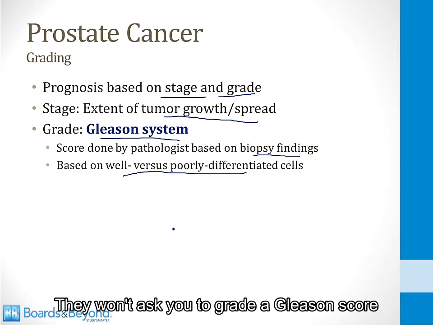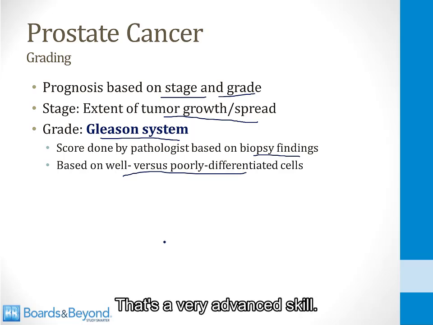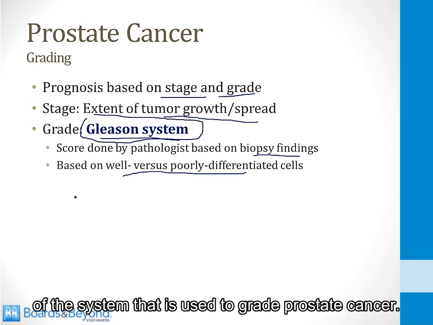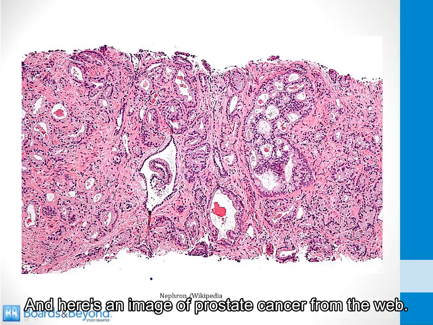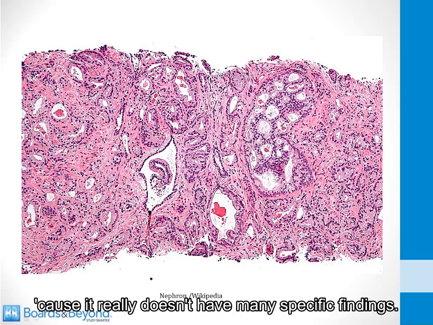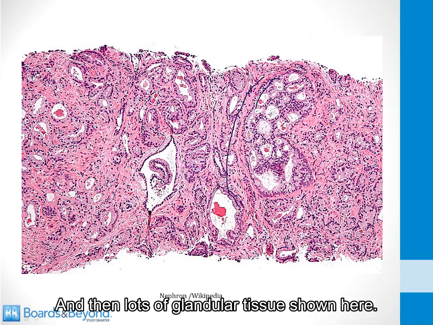They won't ask you to grade a Gleason score of a prostate cancer on your Step 1 exam. That's a very advanced skill. You should be aware that this is the name of the system that is used to grade prostate cancer. And here's an image of prostate cancer from the web. It's unlikely they'll ask you to recognize this on your boards because it really doesn't have many specific findings. There's lots of this pink stromal tissue here and then lots of glandular tissue shown here.